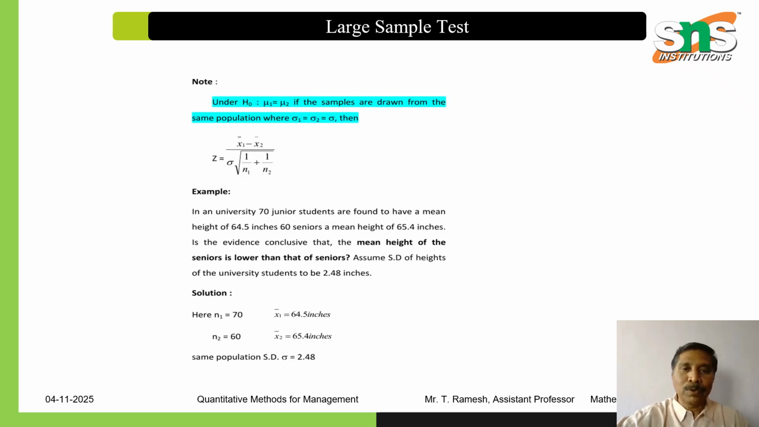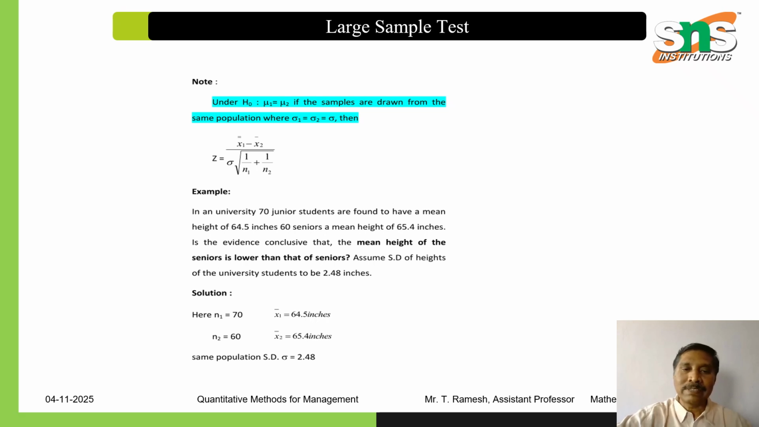Note that suppose the H naught is mu1 equal to mu2, if the samples are drawn from populations where the standard deviations are equal, then sigma 1 and sigma 2 are both equal, called sigma. So take sigma out of the root. Z is x1 bar minus x2 bar divided by sigma into root of 1 by n1 plus 1 by n2. That's the value. So we discuss a problem.